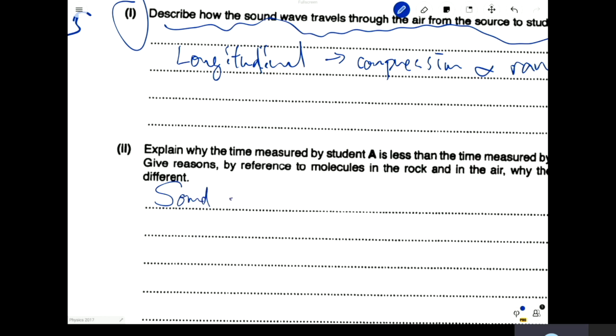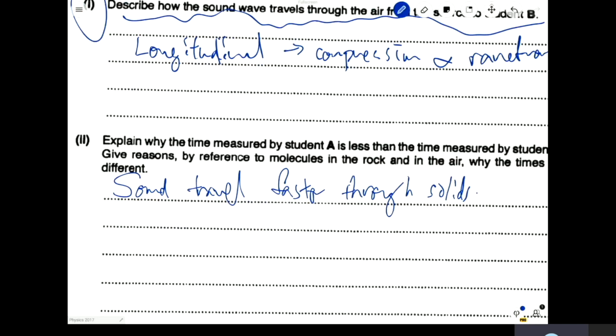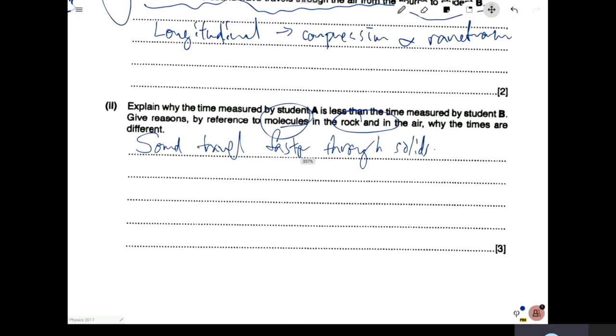Sound travels faster through solids, right? So why does it travel faster through solids? Molecules in the rock. Okay, how many marks? 3 marks. So we must say a bit more. Molecules in the rock are close together, right? Closely packed.